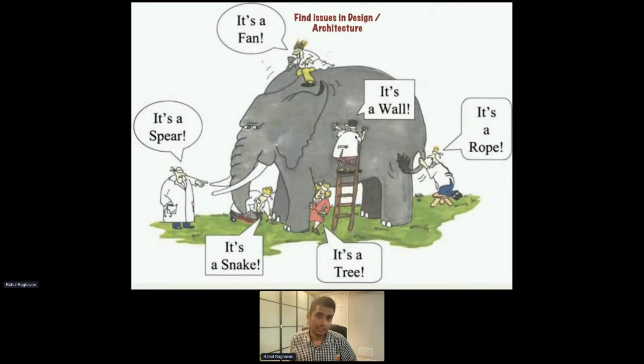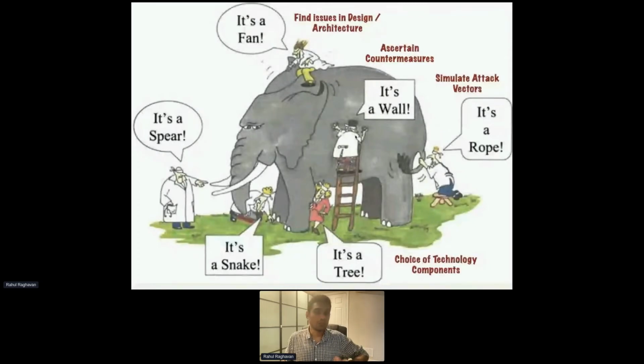So if you ask a person in architecture, they would say that threat modeling helps them find issues in architecture and design. If it's a developer or a security tester, they would say it has certain countermeasures. It could be used to simulate attack vectors. It could be used to choose technology components. It could be used to ascertain the surface area of security testing in terms of coverage. It could even be used to anticipate security incidents in the past. But what's really interesting is all of this is true. All of this in today's world is possible through threat modeling.